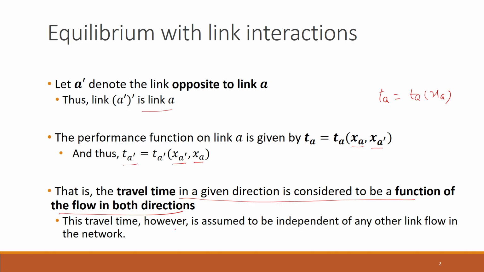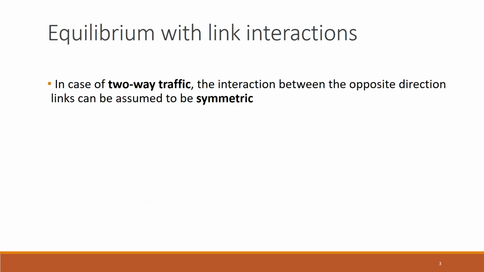This travel time, however, is assumed to be independent of any other link flow in the network. So, we are assuming that the travel time on link A is only a function of the flow through link A and the flow through the opposite link, and no flow on any other link in this network is affecting the travel time on this link. We will later consider the extension where the flow through a given link A can also affect the travel time of various other links, not just the link opposite to A.